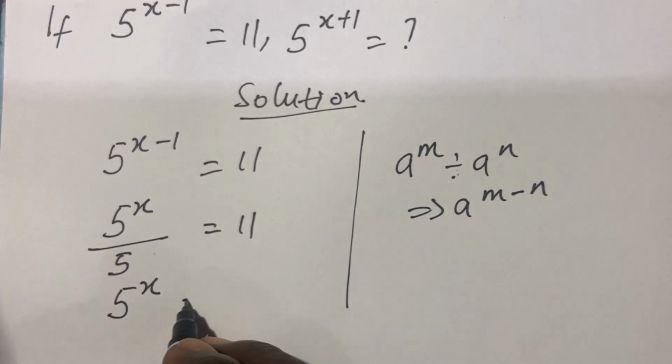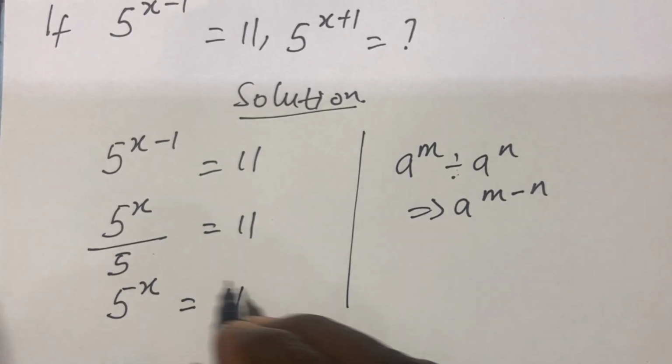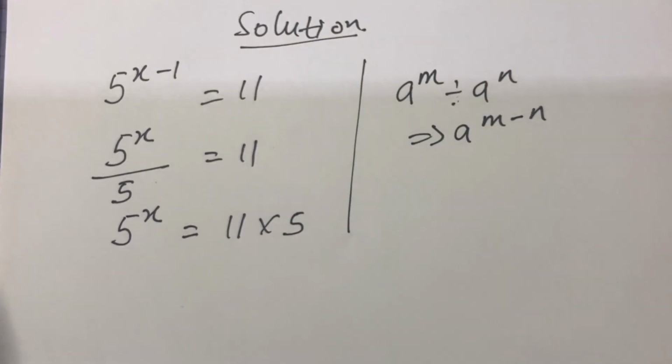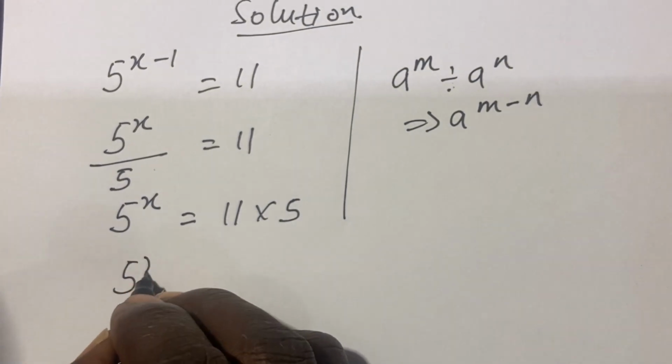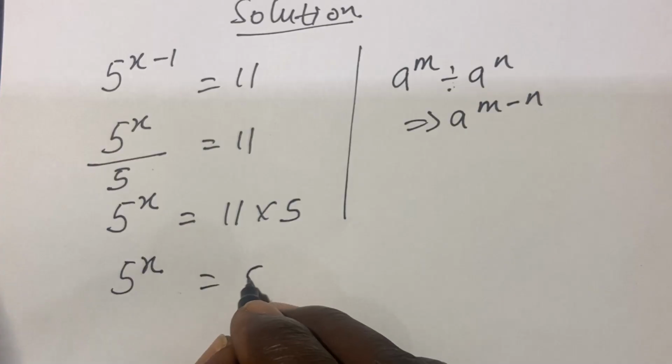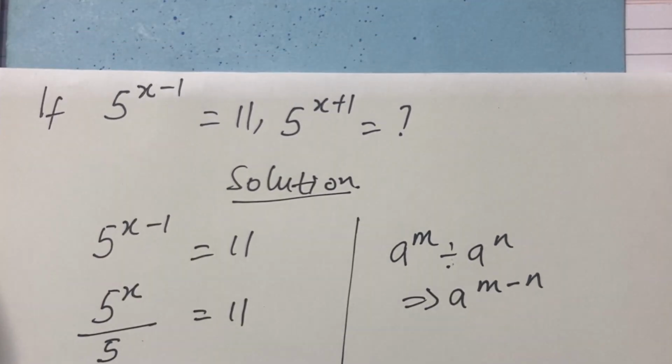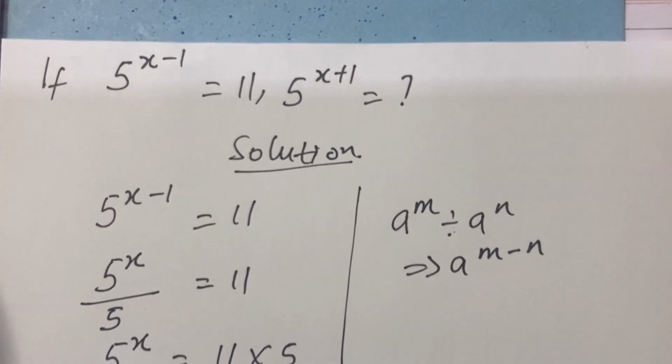5 raised to the power x is now equal to 11 by cross multiplying times 5. This is now equal to 5 raised to the power x equals 55. Now, if you have gotten 5 raised to the power x being equal to 55, you are being asked what is 5 raised to the power x plus 1?